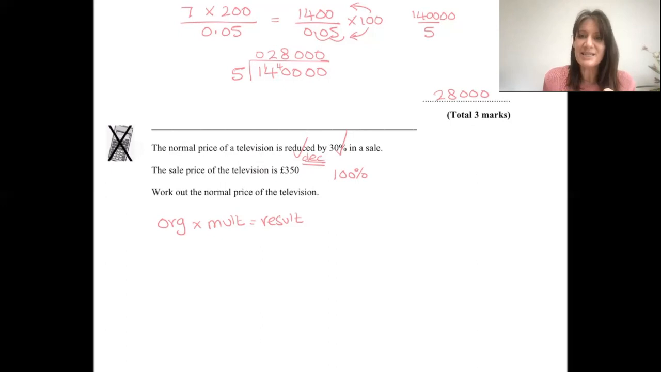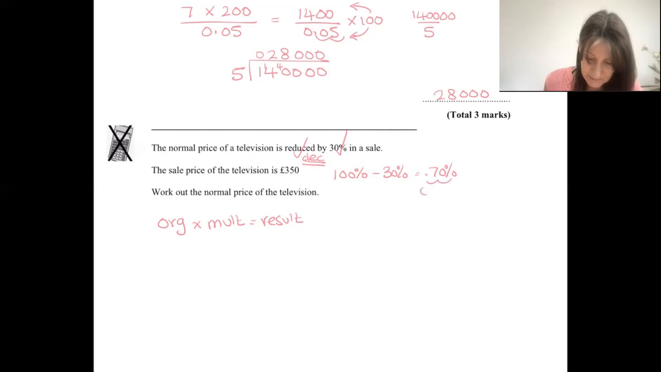It's very tempting to, because we're trying to work out the normal price of the TV, which we know means our answer is going to be bigger, but we've got to trust in our formula and not deviate. So the story is about a decrease, a reduction. 100% take 30% is 70%. I'm going to write 70 as a decimal, not a percentage. So that means dividing through by 100, and I've got my multiplier of 0.7.